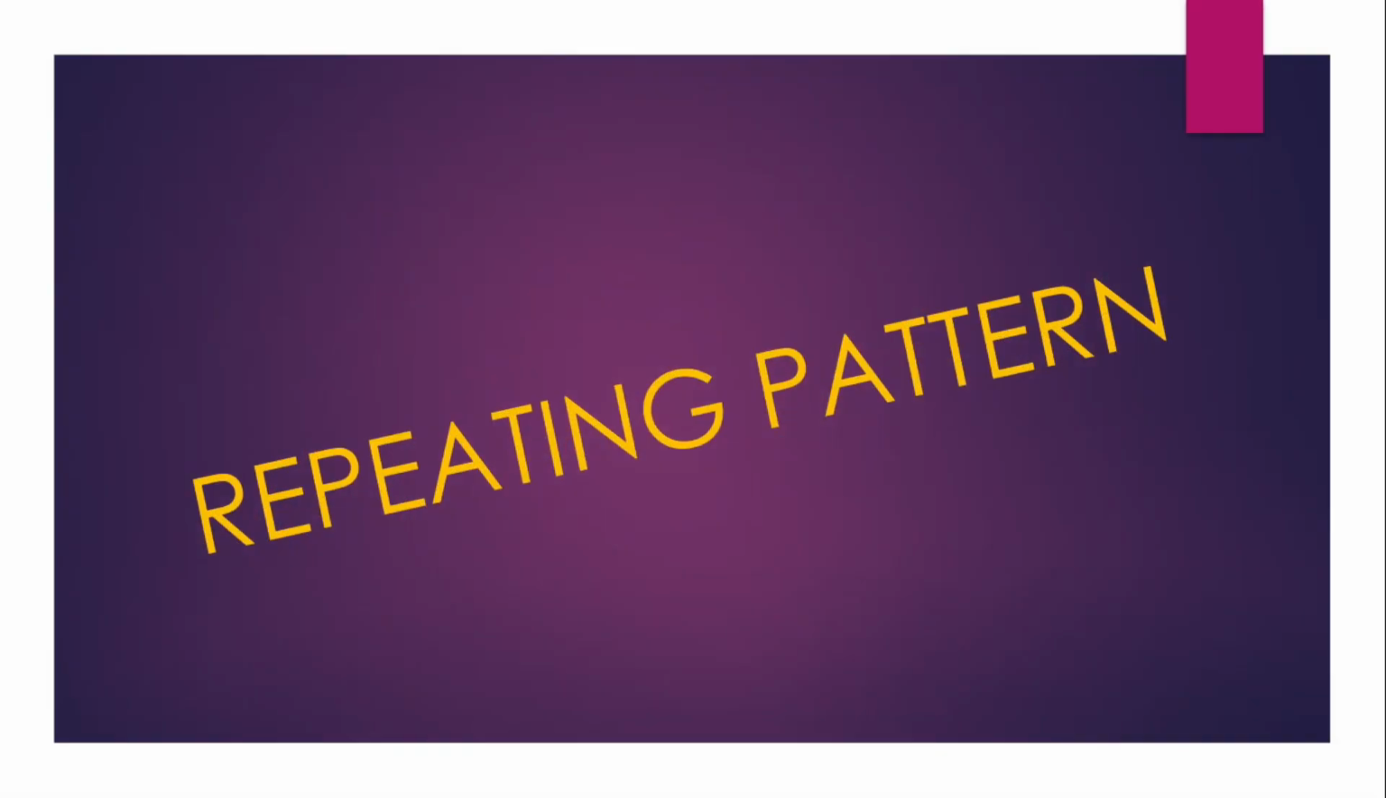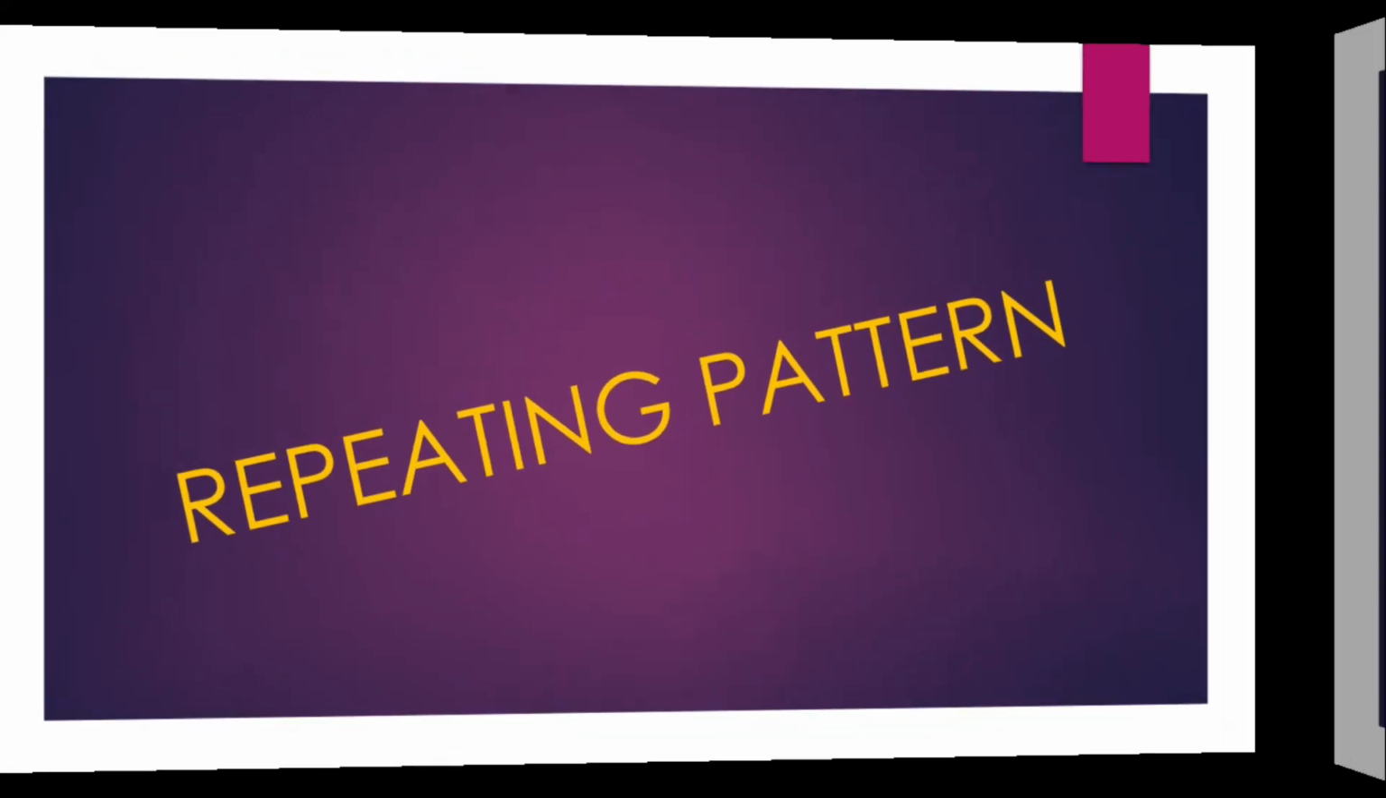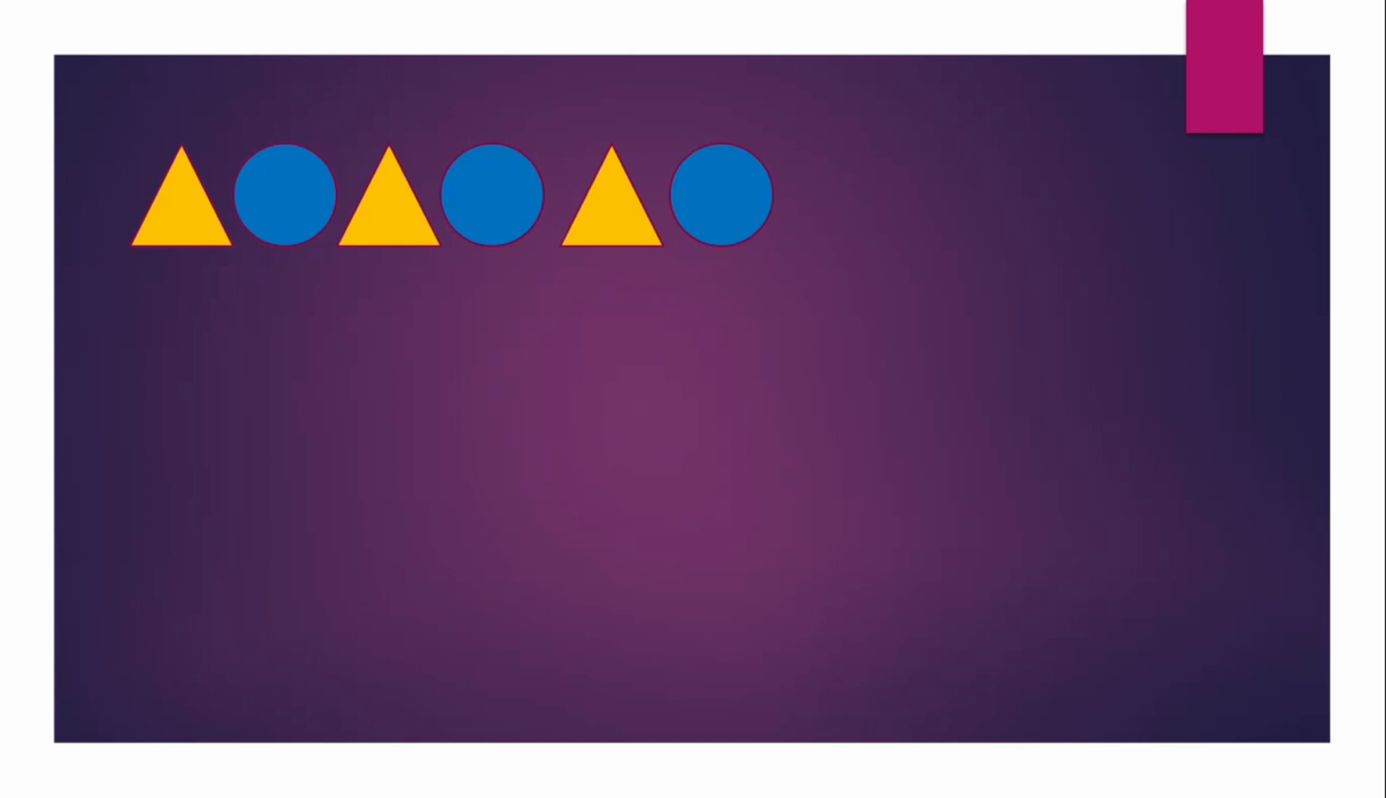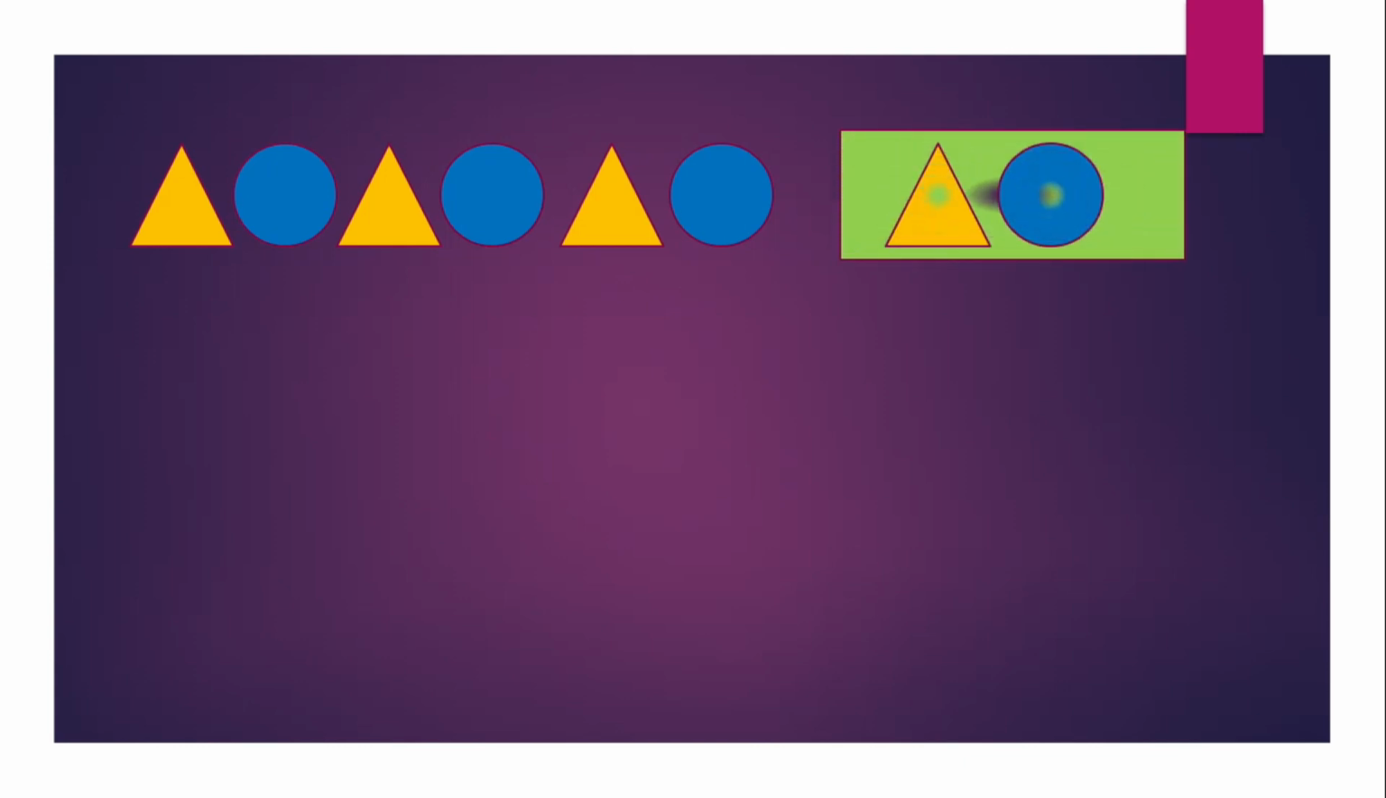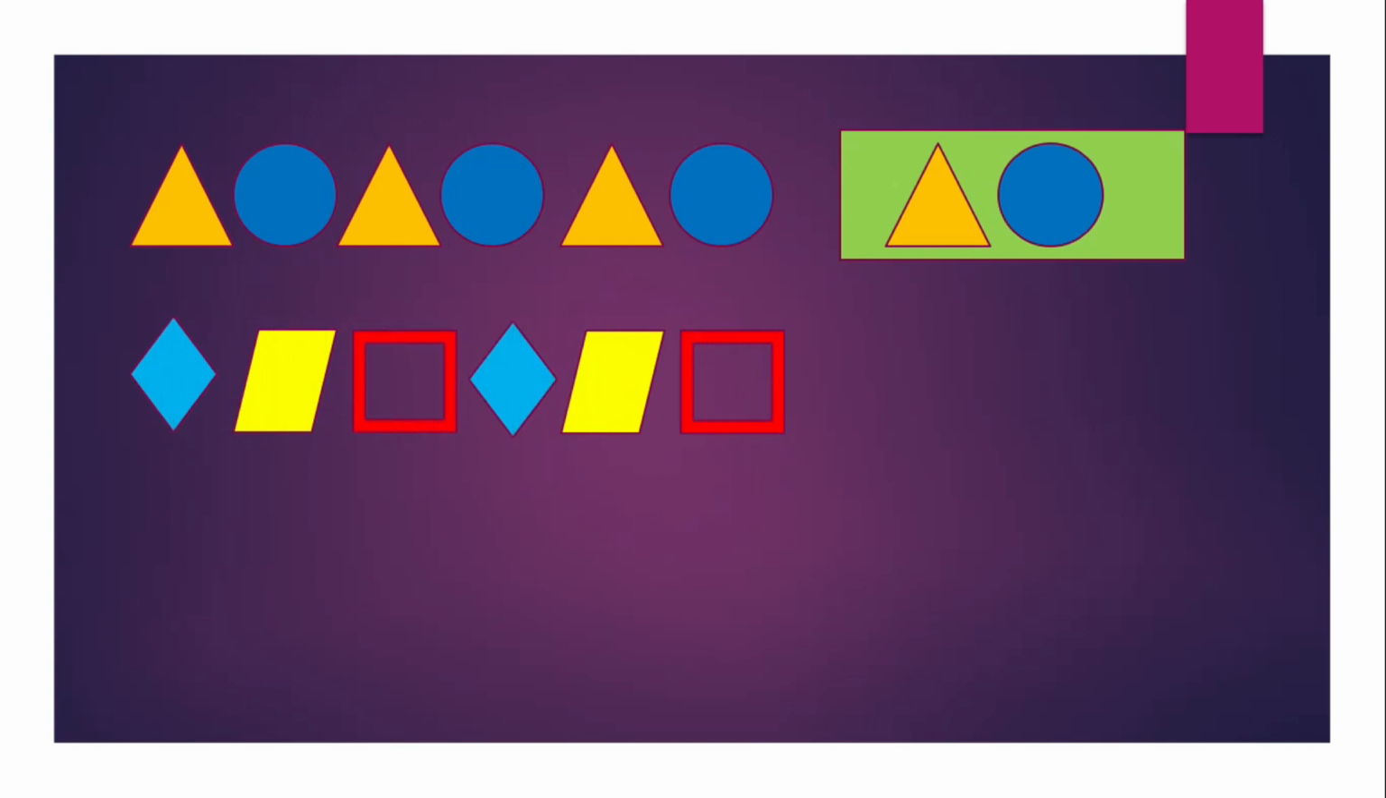So students, let us proceed towards the first type of pattern, and that is the repeating pattern. As you can see here on the screen, the first pattern is a triangle, then a circle, then a triangle, then a circle. So what will be the next one? Yes, we have a triangle and a circle.